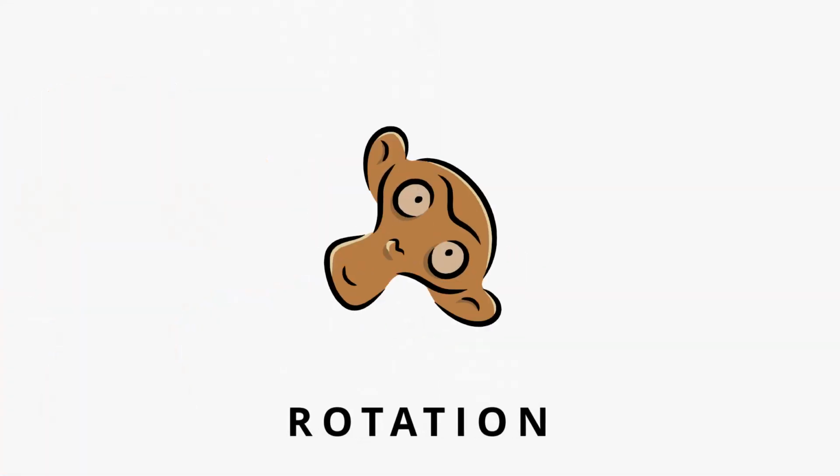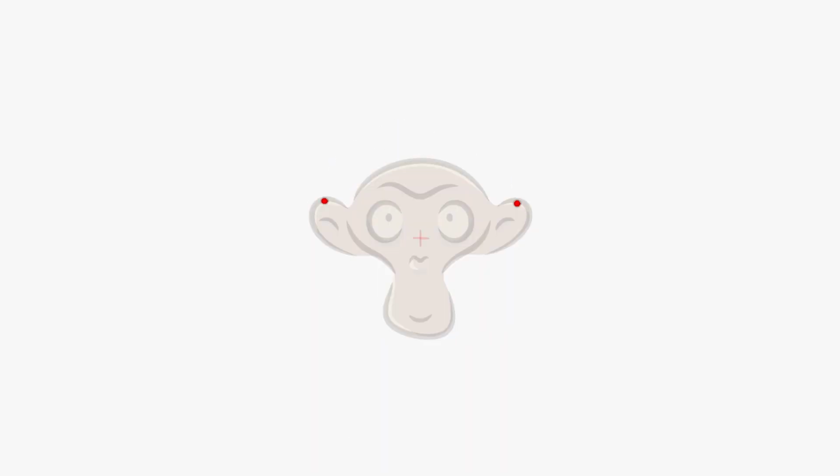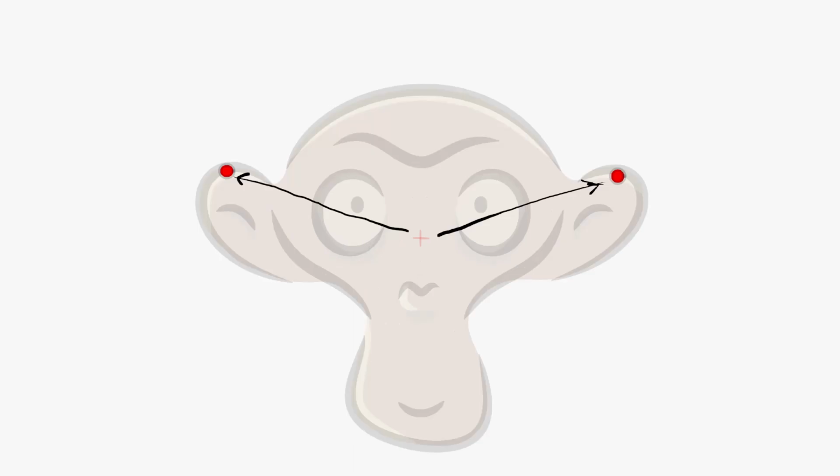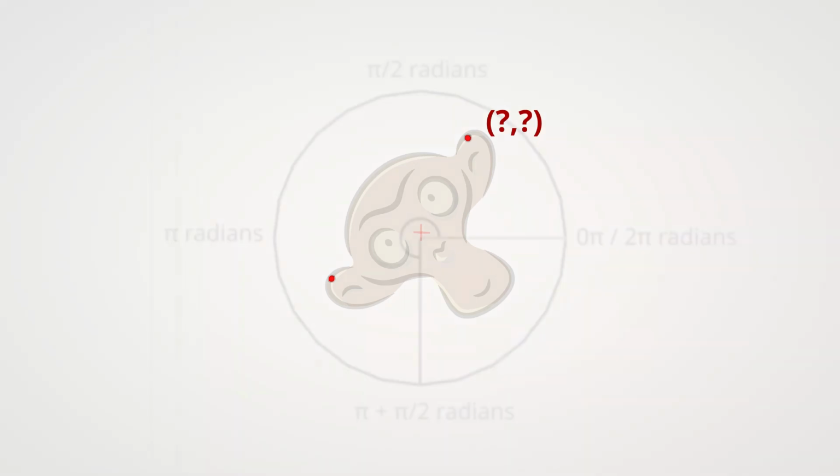I've saved rotation for last because it's the most complicated of the 3 transformations to set up. When translating a point, it's pretty clear what needs to be done to transform the point. Likewise with scale. But with rotation, it's not as obvious what we need to do to transform our point.